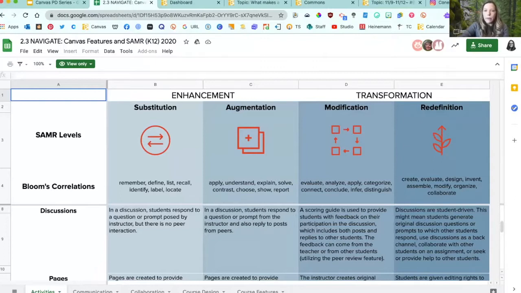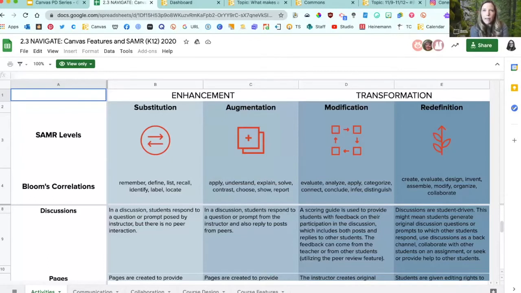Right here we have, and it's linked for you on the slide, the SAMR levels. They go from the far left, the most simple, substitution, where you're just replacing technology with something you would have done in class anyway, all the way up, getting more and more complex. And you'll notice it correlates with the Bloom's words right there beneath.